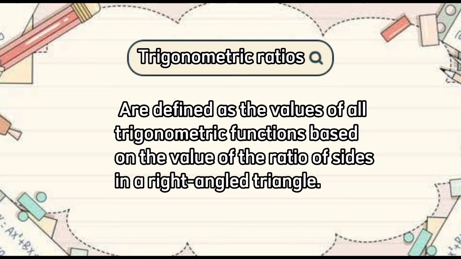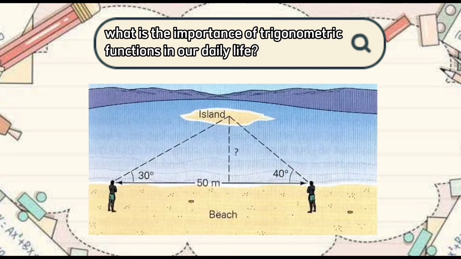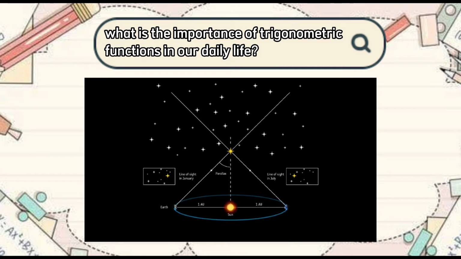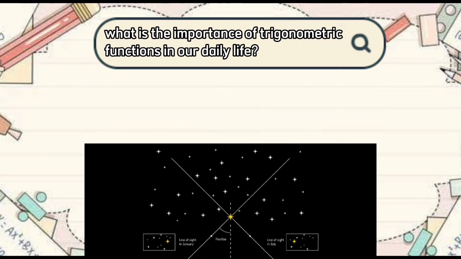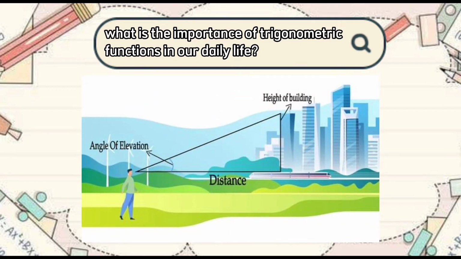The ratios of sides of a right-angled triangle with respect to any of its acute angles are known as the trigonometric ratios of that particular angle. And you know, class, what is the importance of trigonometric functions in our daily life? Okay, trigonometry and its functions are widely used in everyday life. It's used in geography to calculate the distance between landmarks, astronomy to calculate the distance between nearby stars, and also trigonometry is used to calculate the height of a building or a mountain.